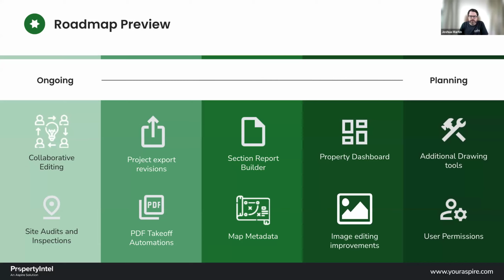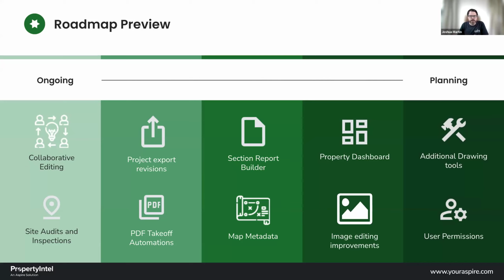As we move on from there, you can see where we're headed later in the year with map metadata, property dashboard, and image editing improvements. We've had a lot of requests around more picture options whenever people are doing that 2D, here's what the design's going to look like, editing from a photo. So we've got time set aside later this year to do improvements there. And then the additional drawing tools as well.